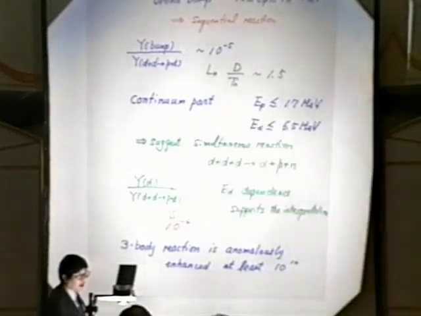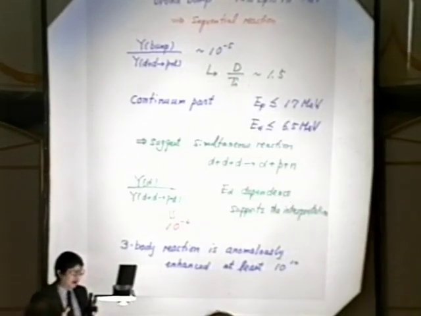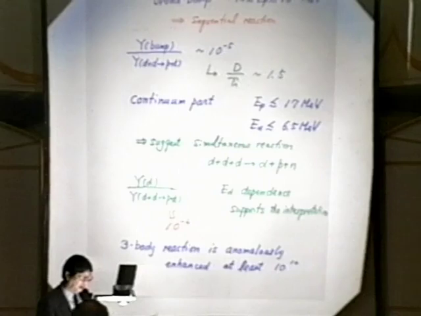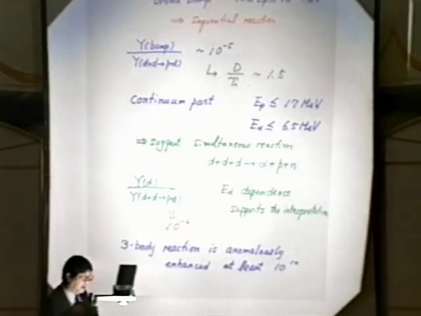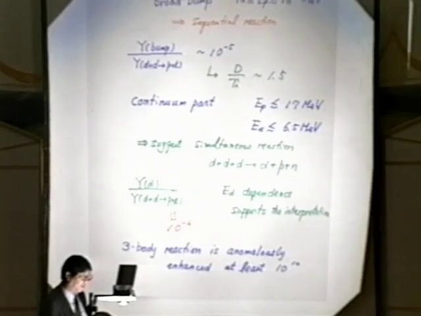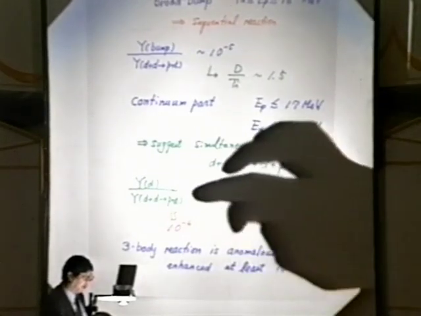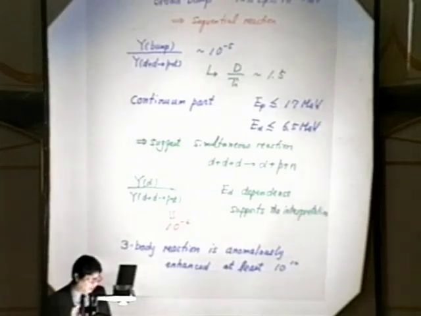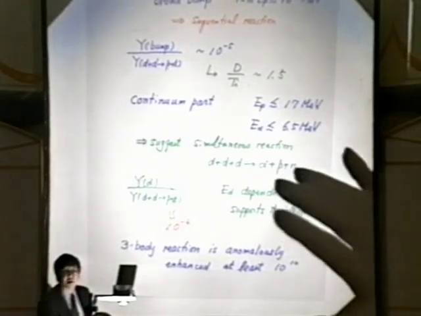And for the yield of the alpha particles compared to the yield of the normal reaction process, we measure the incident energy dependence of this yield, and the result supports this interpretation again. But the difficulty is this yield is just 10 to the -6. So that means three-body reaction is anomalously enhanced at least 10 to 10.